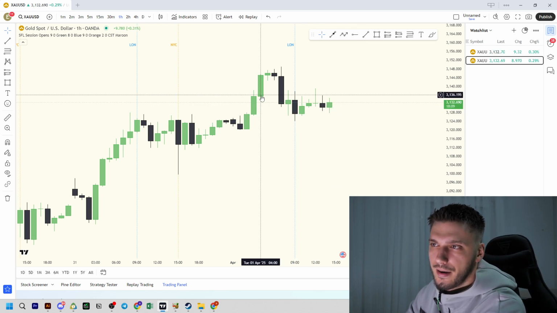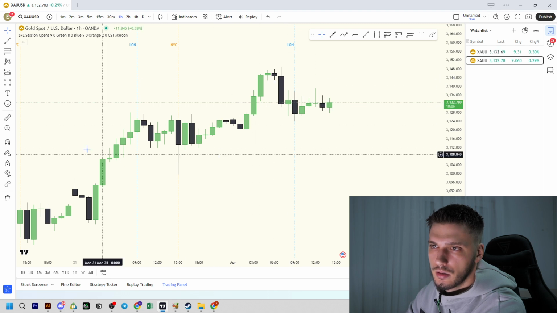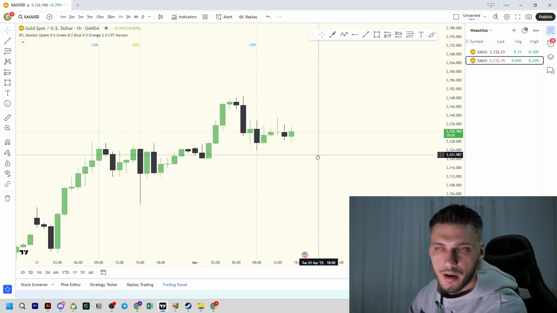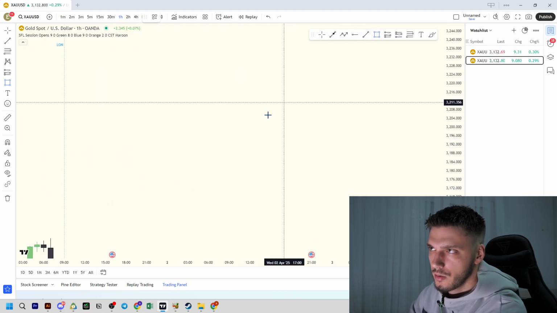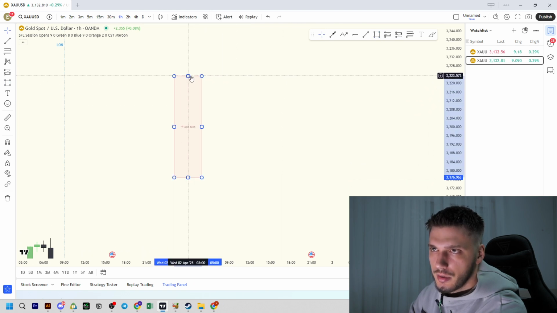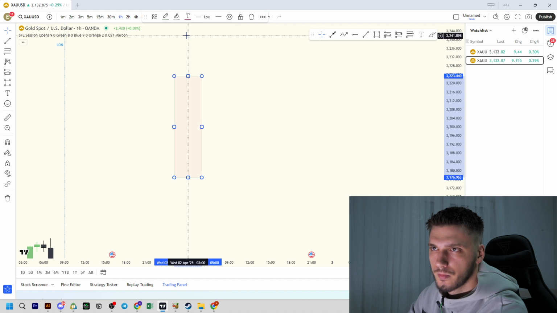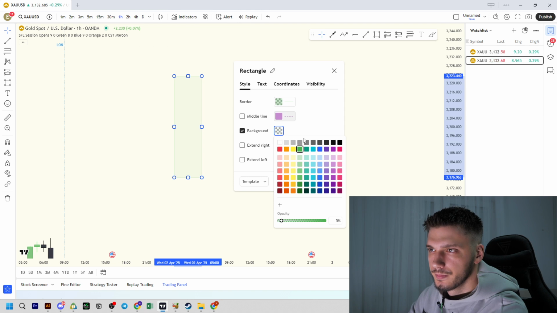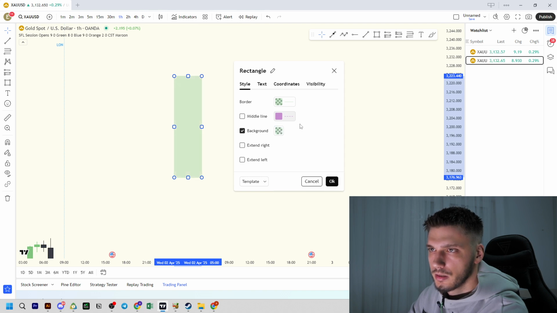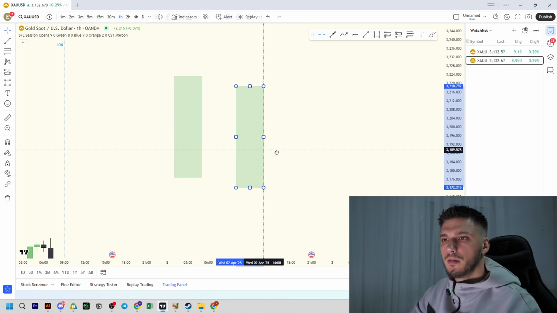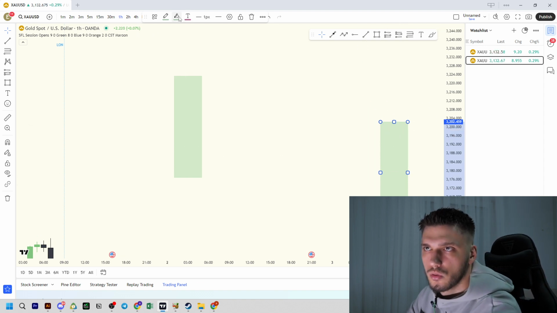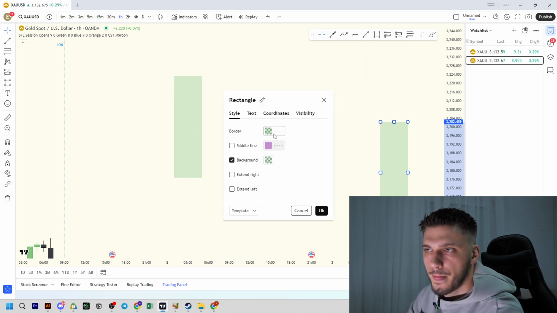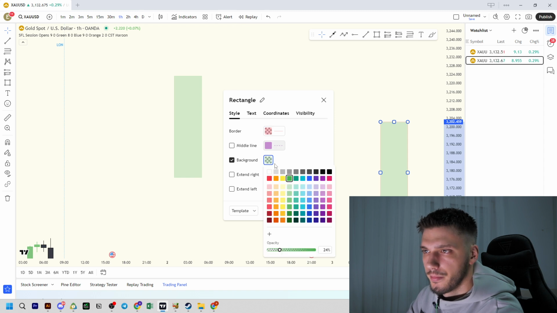why do these candles have these sorts of wicks, and how do they work? How do they open and how do they close? This is what I want you guys to understand. I'm just gonna make one rectangle here, and I'm gonna make it green, maybe like this. Then I'm gonna make another one to show after this one, which is gonna be red.